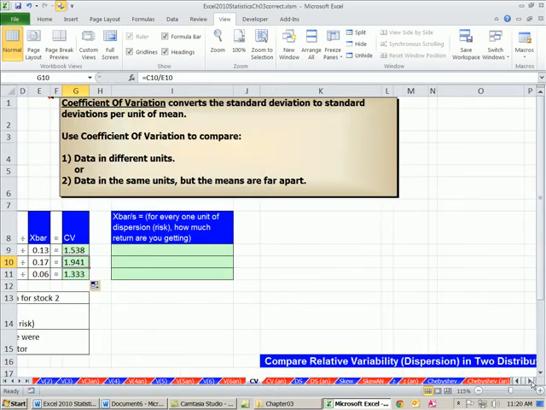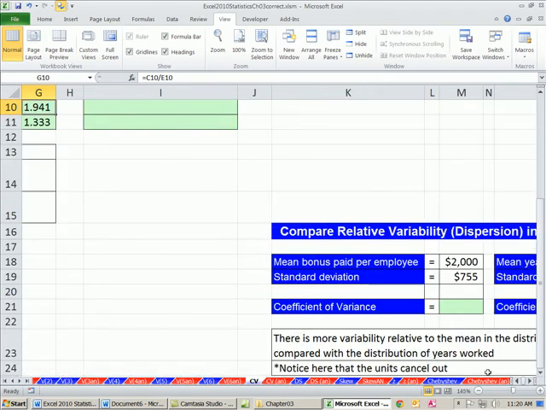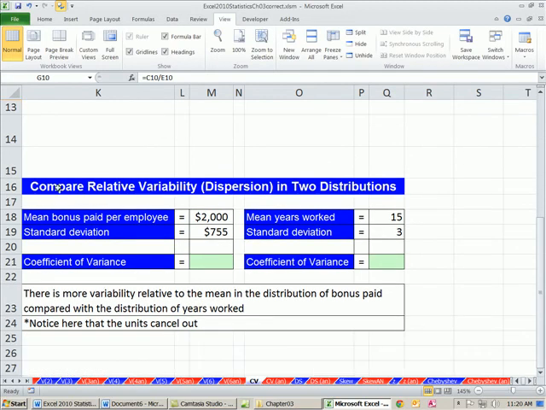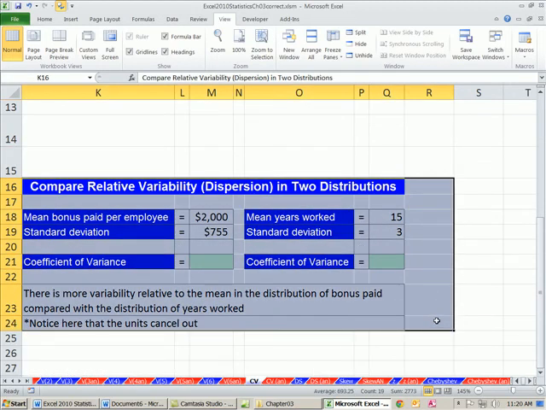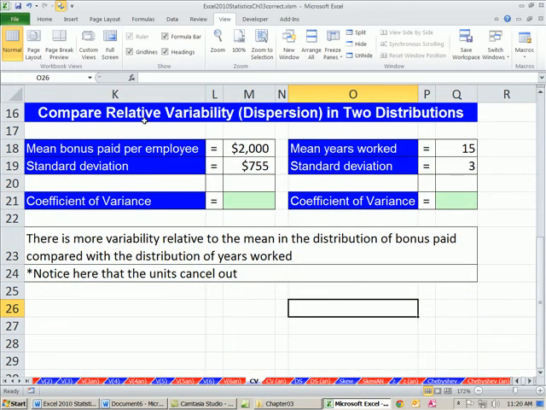Now I'm going to scroll over here. Another use for this is when we can compare relative variability in 2 distributions. Well, here we have mean bonus paid per employee, and then the standard deviation. Here we have mean years worked and standard deviation. These are completely different units, right? And so how do we compare them? Which set of data has the most variability or dispersion?